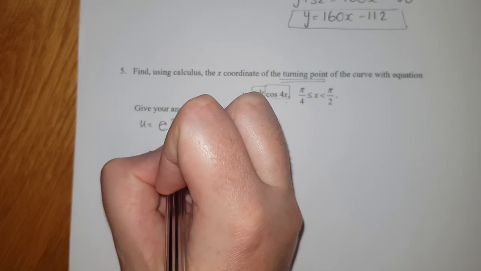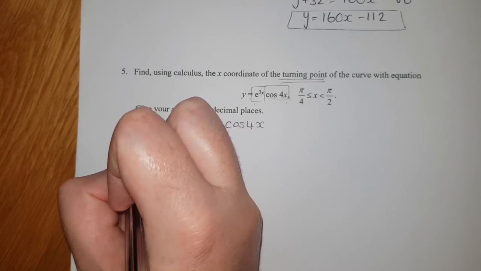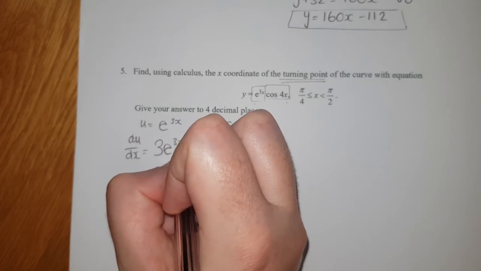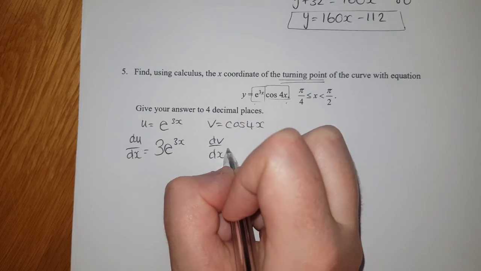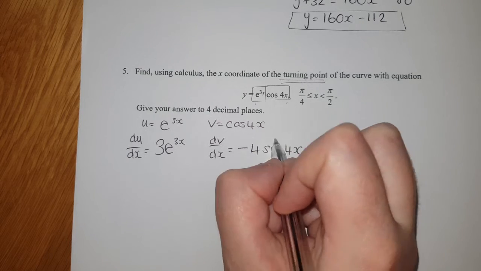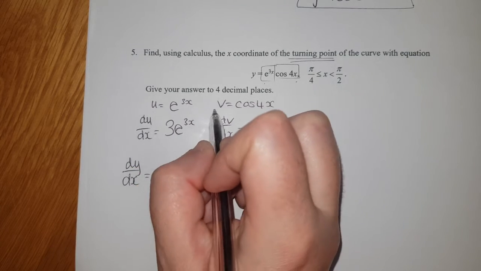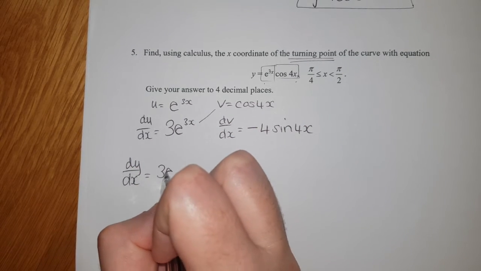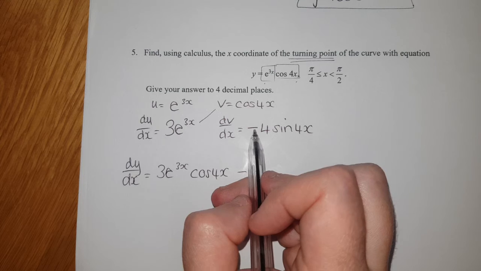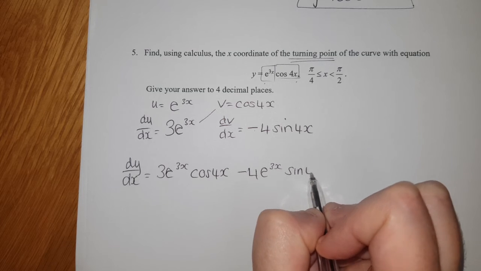So u is e to the 3x, v is cos 4x. Differentiating e to the 3x, you just bring the 3 in front, power doesn't change. And then cos goes to minus sine, but remember you bring the 4 in front, so minus 4 sine 4x. And then we're going to use our product rule. So dy by dx is v du dx, this just goes in front, 3e to the 3x cos 4x plus, but since I'm adding a negative, it's just going to become a minus 4e to the 3x sine 4x.